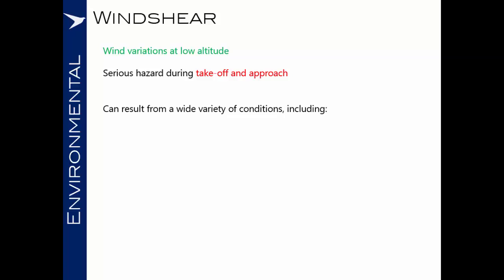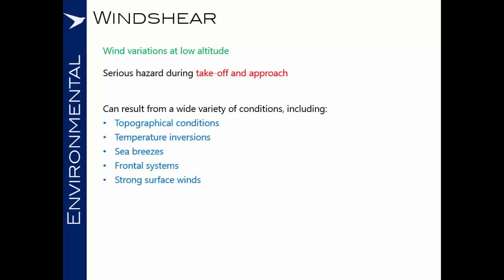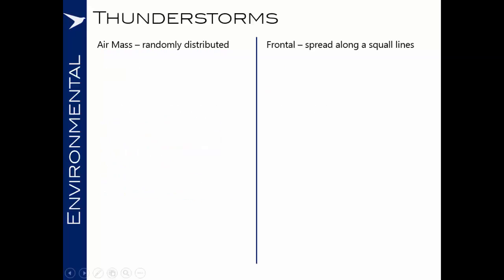Wind shear can result from a wide variety of conditions, including topographical conditions, temperature inversions, sea breezes, frontal systems, or strong surface winds. It can also be associated with thunderstorms and rain showers, which we'll discuss in a little bit more detail. And so to thunderstorms.